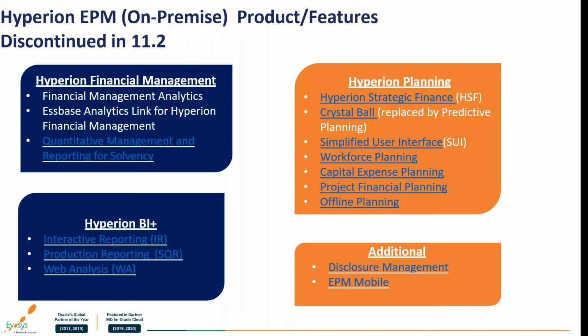I'll first explain Hyperion Financial Management. So if you're an organization that is using HFM right now, these are some of the things that you should take note of. The first thing is that financial management analytics is going to be removed in the latest version of the application, and similarly the S-based analytics links that you have right now would also be taken off. Along with that, the quantitative management and reporting for solvency, which is a statutory need, also goes away from Hyperion Financial Management. Now that's what is going away.